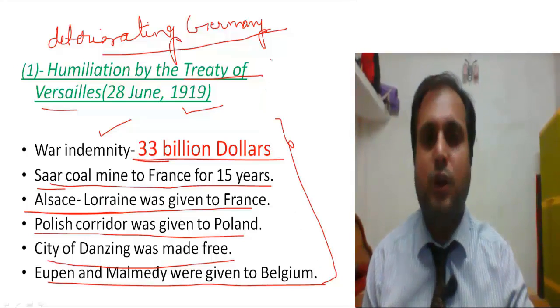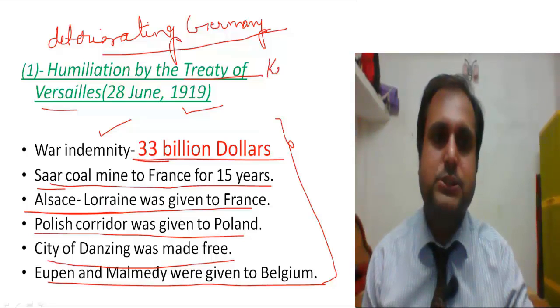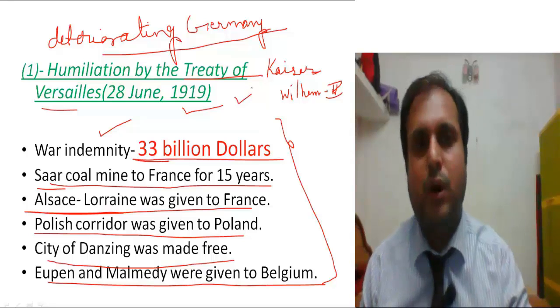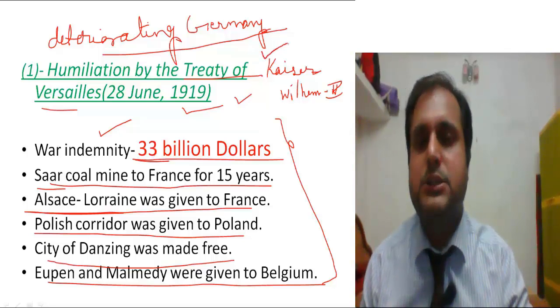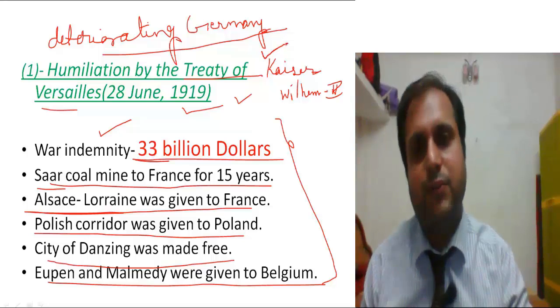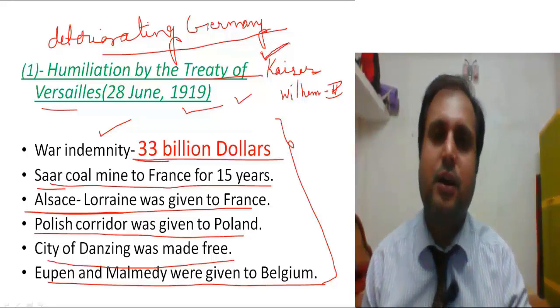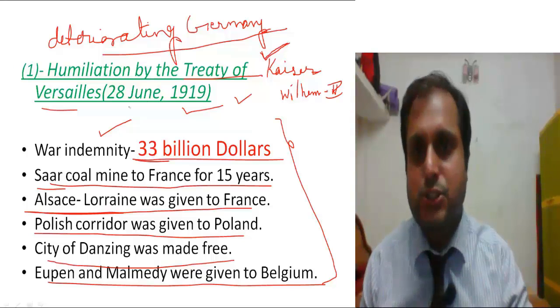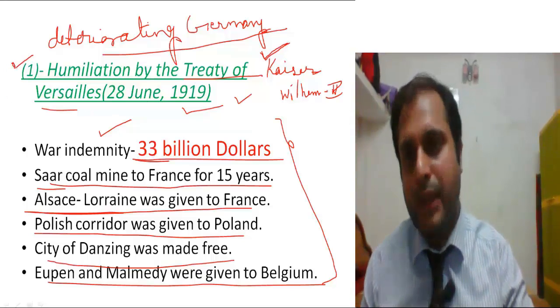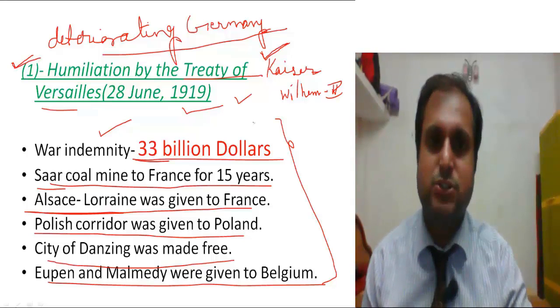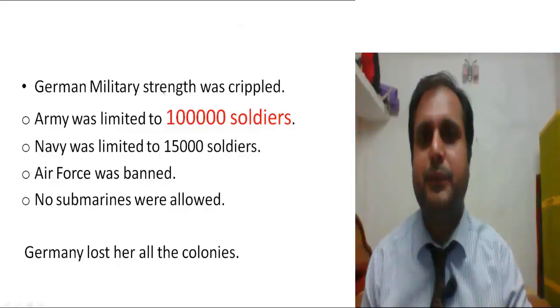At the time of the First World War, you should not forget Kaiser Wilhelm II. He was the king of Germany at the time of the First World War. Germany is mainly held responsible for the outbreak of the First World War. And for the outbreak of the Second World War, Germany under Hitler was held responsible. This Treaty of Versailles was also mainly responsible for the outbreak of the Second World War, because it was an immoral limitation upon Germany.